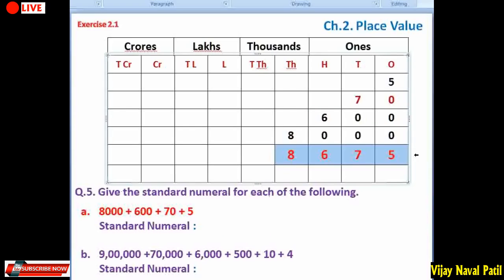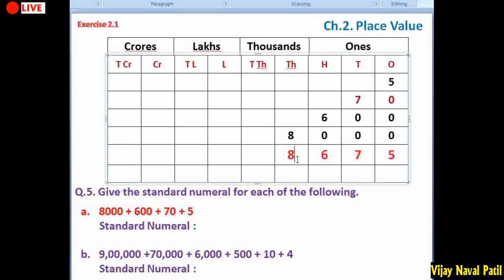Okay. Now you have to write what are the digits in the ones place, just add them. So here is only 5. So I will write here 5. Then here is only 7. So I will write here 7. Then here is only 6. So I will write here 6. Okay. And here is only 8. So I will write here 8.